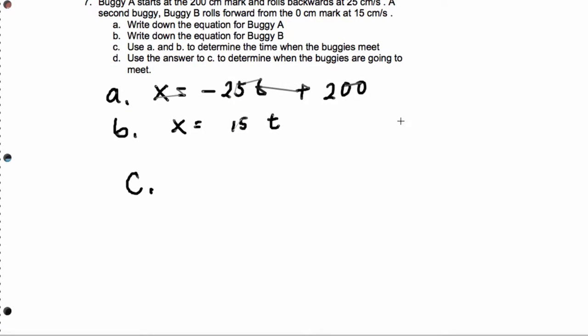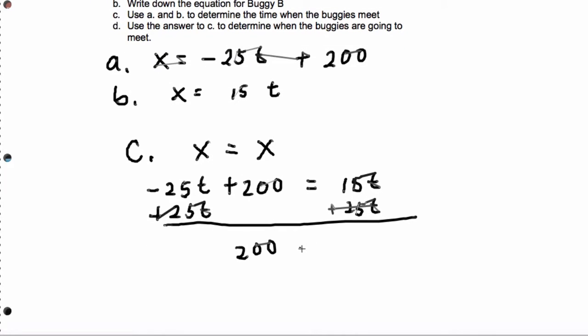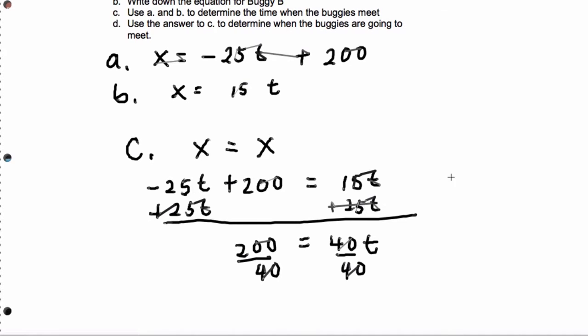So for part C, we're going to set this equal. The positions will be set equal to each other because they're meeting at the same place. So we'll set this up as negative 25 times t plus 200 equals 15 times t. We'll add 25t to both sides, and that's going to give us that 200 equals 40 times t. I divide both sides by 40, and I get that the buggies meet after 5 seconds of time goes by.